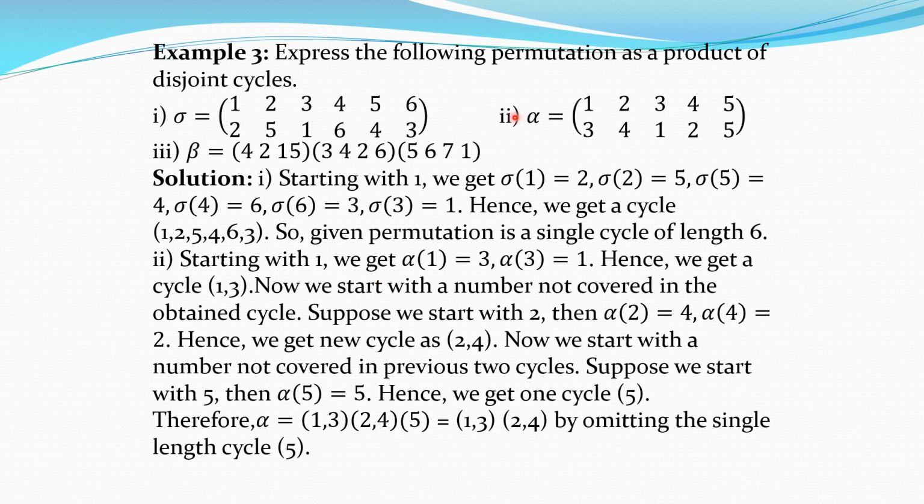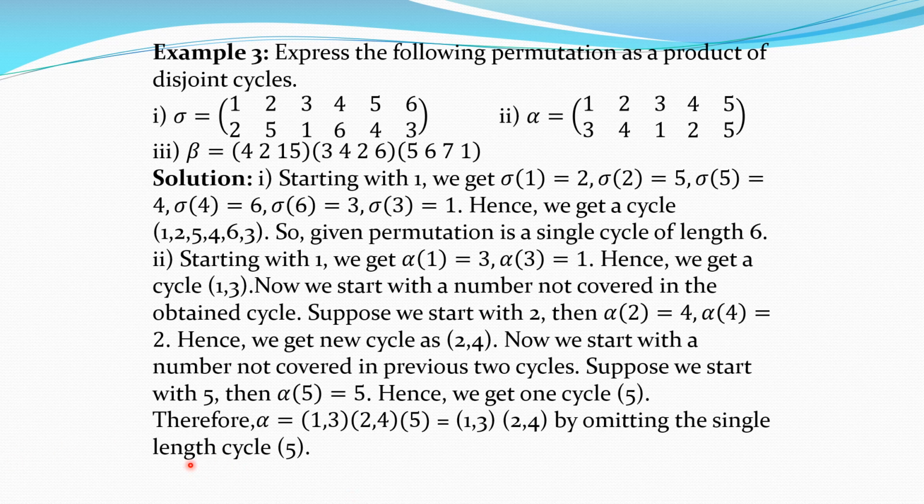So we start with 2 now. Alpha of 2 is equal to 4. Alpha of 4 is 2. So again here we get the cycle (2, 4). That is another cycle. Now the number not covered in these two cycles is 5, which is mapping to itself. So it is a single cycle. So we are actually getting 3 cycles: (1, 3), (2, 4) and (5). We can omit the cycle (5) because it has length 1.